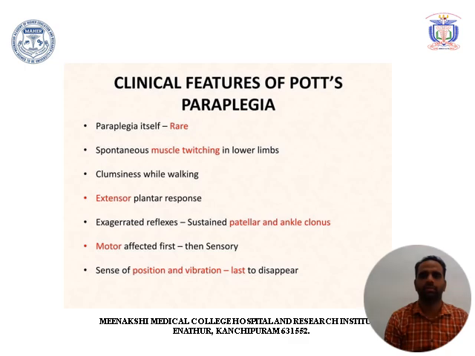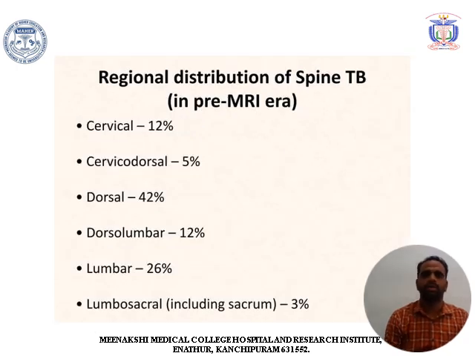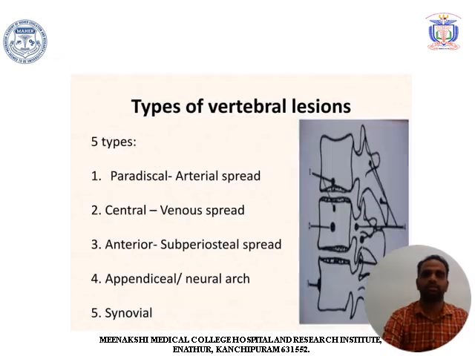The clinical features of Pott's paraplegia include paraplegia itself, which is very rare, spontaneous muscle twitching in the lower limbs, clumsiness while walking, extensor plantar response, exaggerated reflexes, that is ankle clonus, and motor is affected first, then sensory. The sense of position and vibration is the last to disappear. Regional distribution of spine TB: most common is always dorsal, then lumbar, then dorsolumbar and cervical, followed by cervicodorsal and lumbosacral.